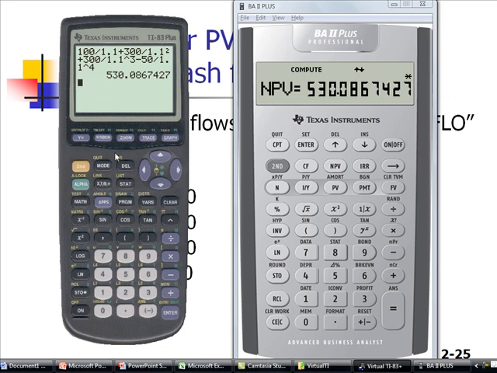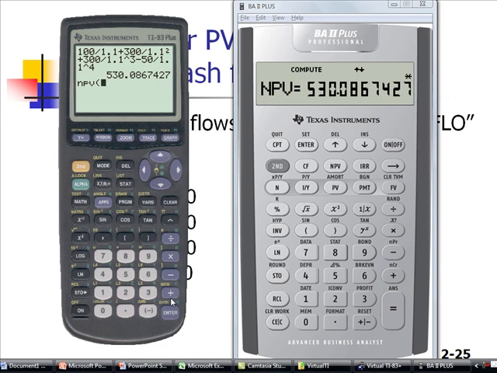So how do you access this? You go to the Apps menu, you go into Finance, and then along the menu you're going to select option number 7, which is NPV. We'll select that option either by typing 7, or you can move the cursor down to 7 and press enter. Either way is fine. Now the NPV function opens up on the screen, and it doesn't give you much guidance as to how to proceed. Well, here is your guidance.